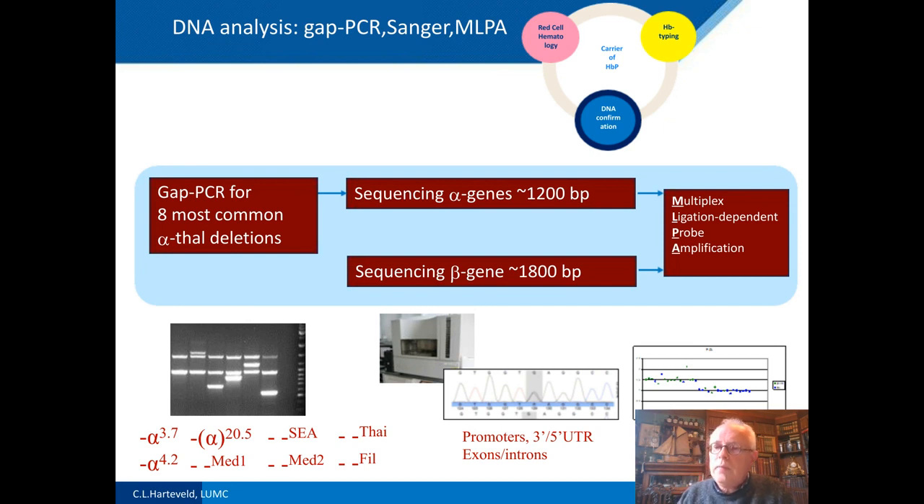gene. And if that does not provide the answer, there might be a deletion at stake. And we detect this with multiplex ligation-dependent probe amplification, abbreviated as MLPA. Here you can see copy number variations, both deletions, but also duplications of certain gene areas.